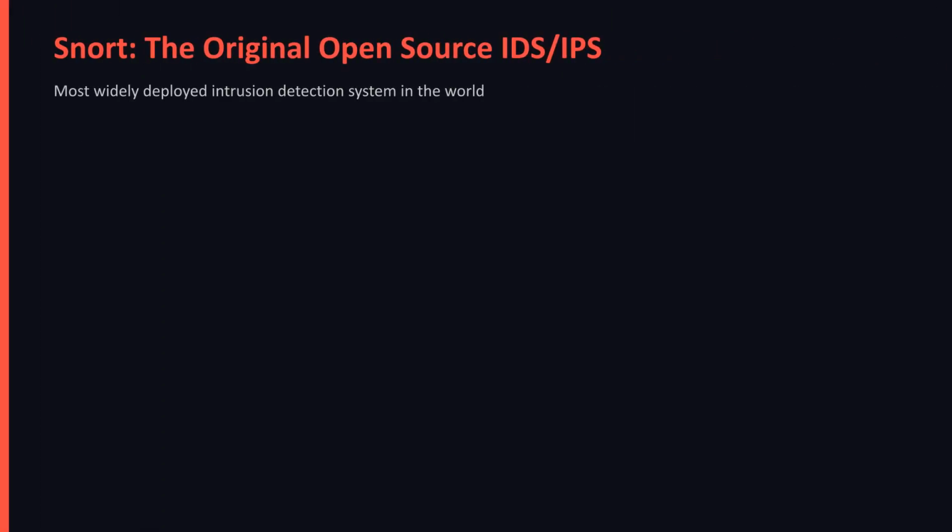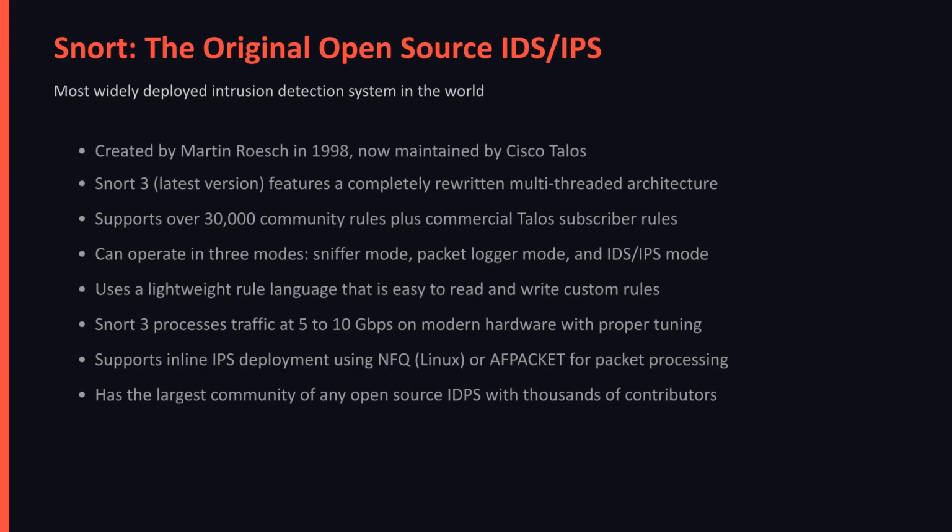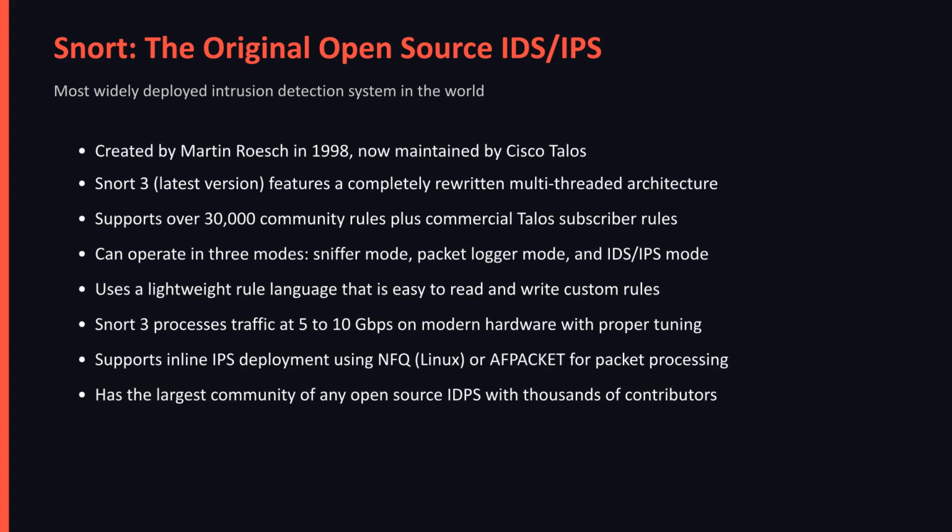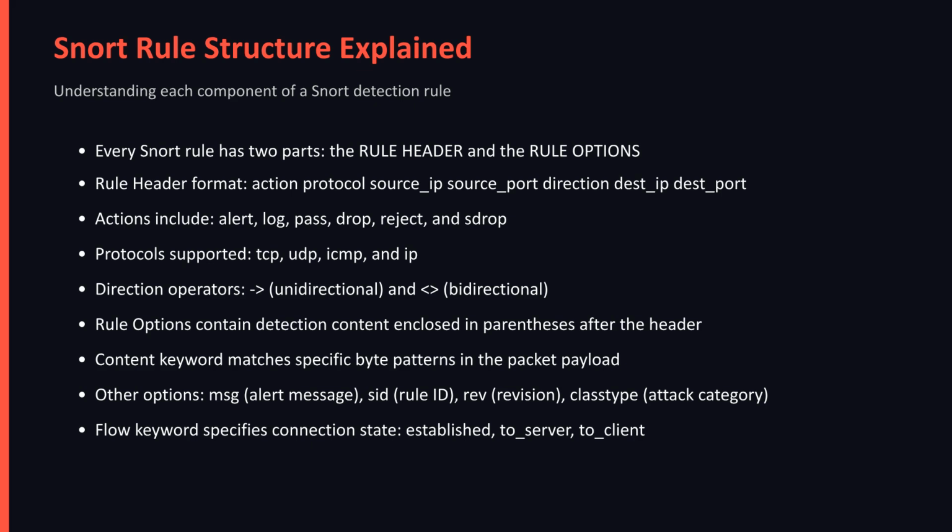Finally, we must recognize Snort, the world's most widely deployed open-source IDPS. Now maintained by Cisco Talos, its highly efficient multi-threaded architecture and massive community-supported rule set remain a cornerstone of network security today. Let's break down the Snort rule structure. A rule consists of two parts: the header, which defines the action, protocol, and traffic flow, and the options, which contain the specific content, metadata, and stateful detection logic used to flag an event.